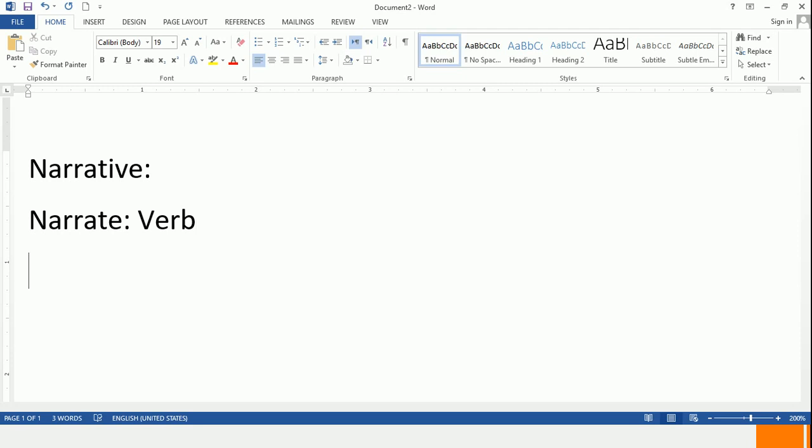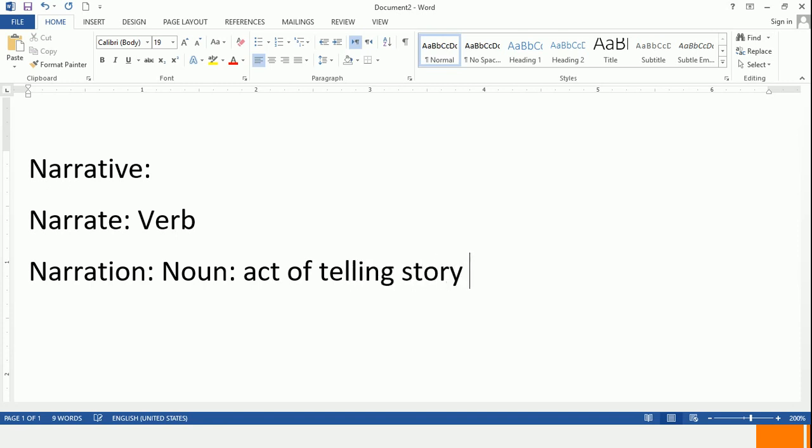Second, we have narration. This is the noun form. Narration means a spoken description or explanation given during a film, play, etc., or an event. Simply, narration is the act of telling a story. Let me write here: it's the act of telling a story. When you tell a story to someone, it means you are narrating something.